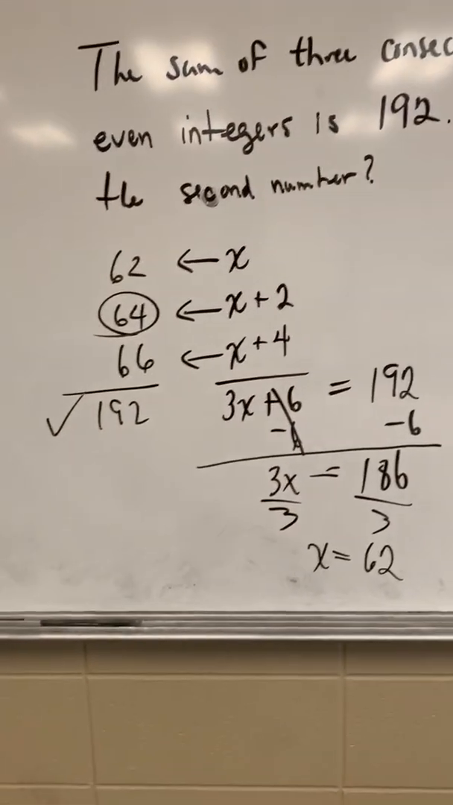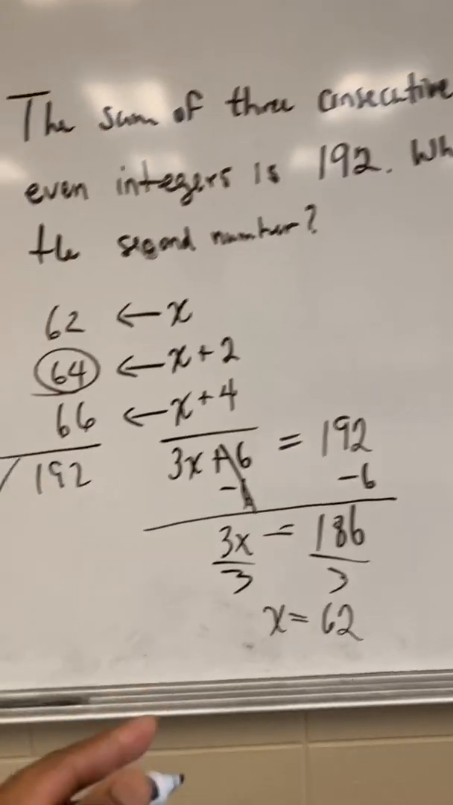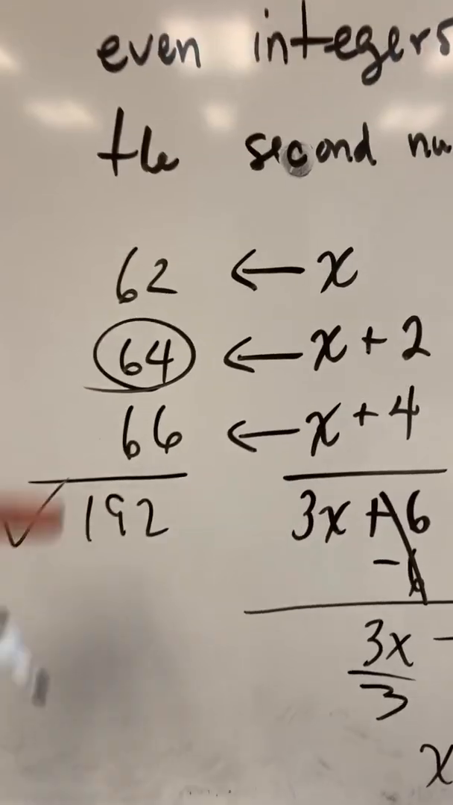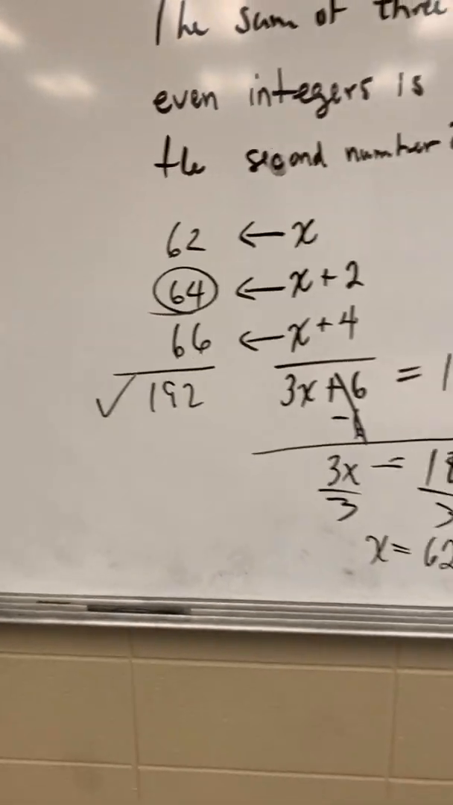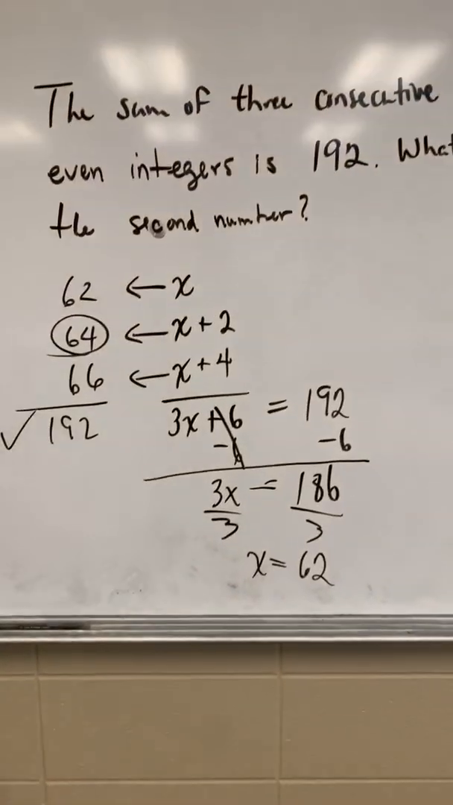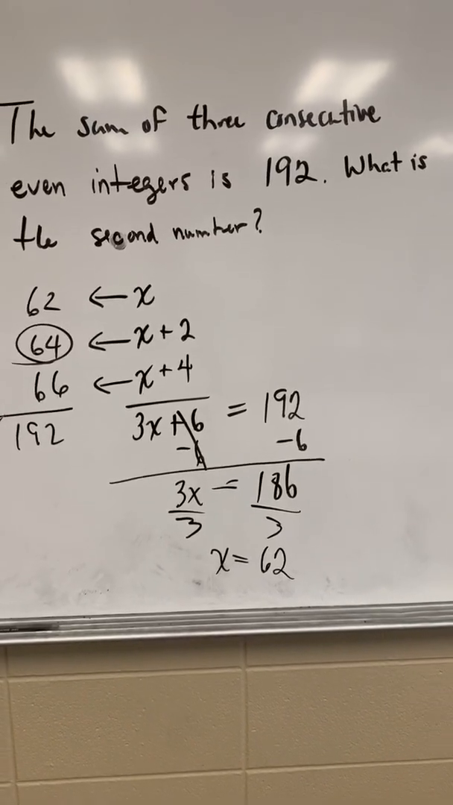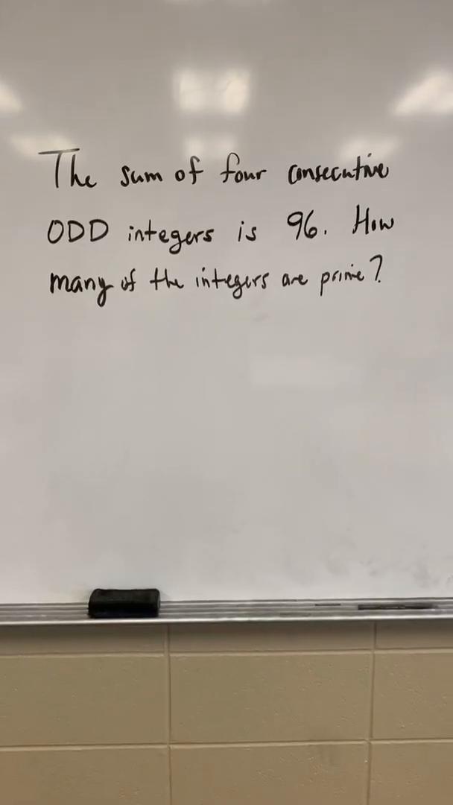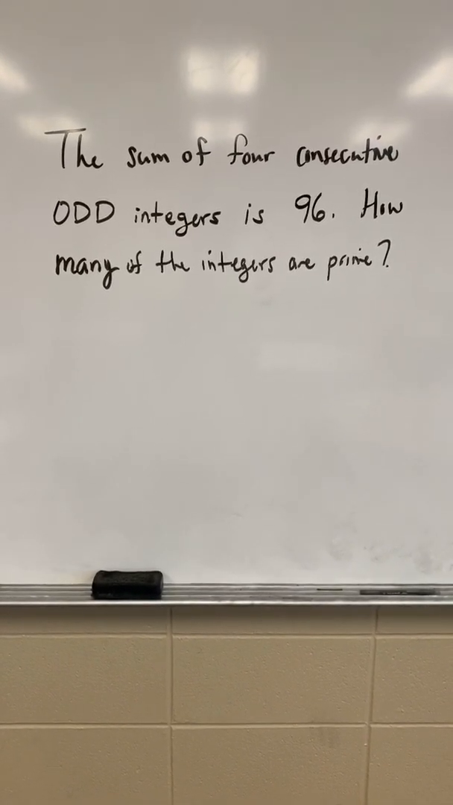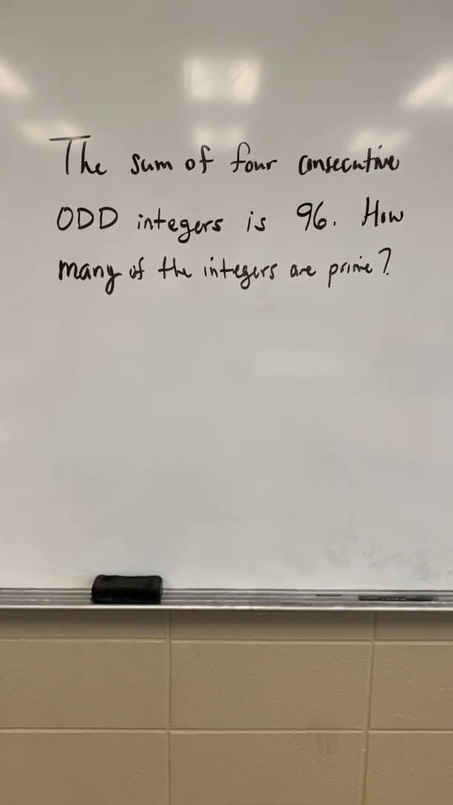So there's a couple of ways that these problems could be presented. Sometimes they'll ask you, what are the 3 numbers, or they'll ask you one of those numbers out of the 3, or out of the 4, however many numbers are in that list. My examples I've done today just dealt with 3 consecutive integers, even or odd. All right, so this is going to be my last example for today. The sum of 4 consecutive odd integers is 96. How many of the integers are prime?